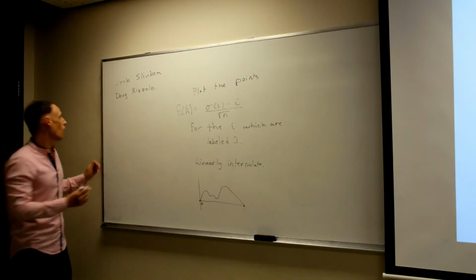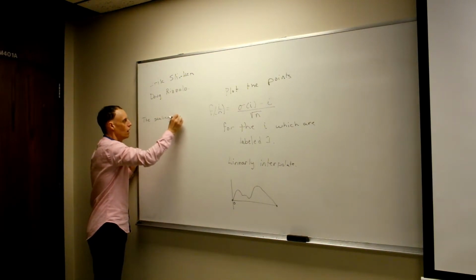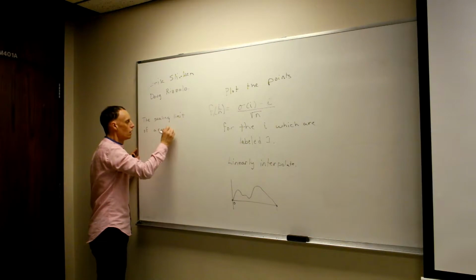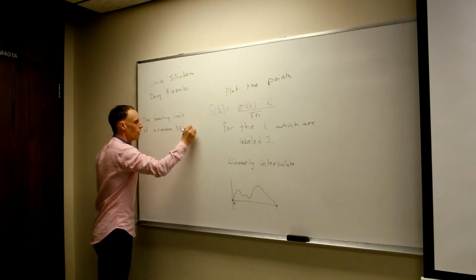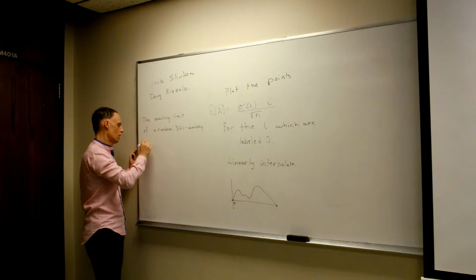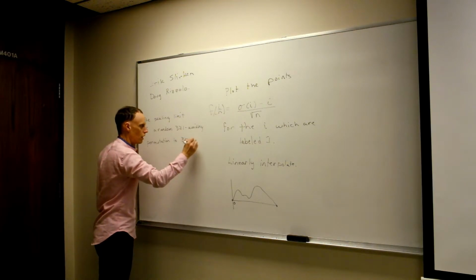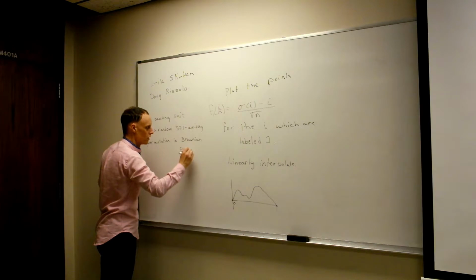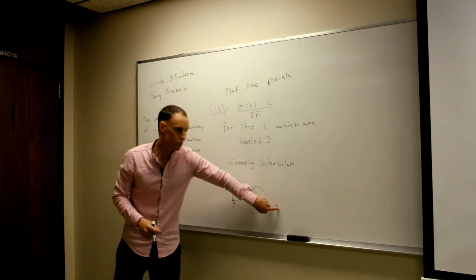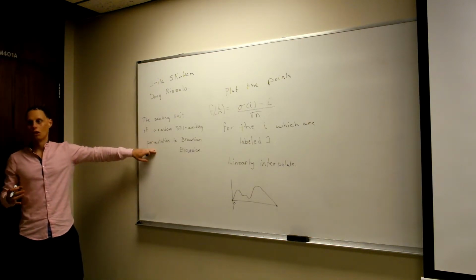And so our result says the scaling limit of a random 3-2-1 avoiding permutation is Brownian excursion, which is a Brownian motion conditioned on being 0 at 0, 0 at 1, and non-negative in between. So that's one way of describing the limit.